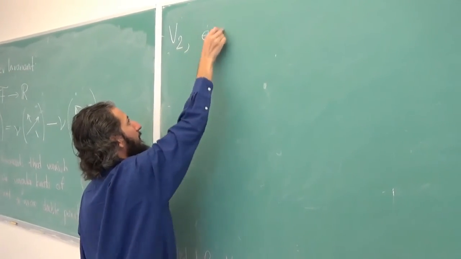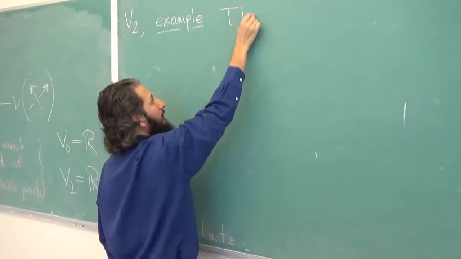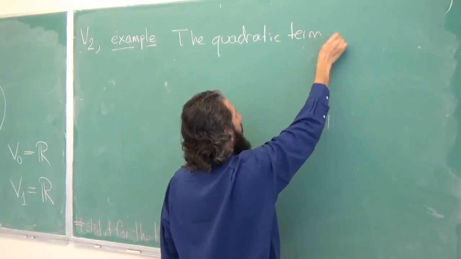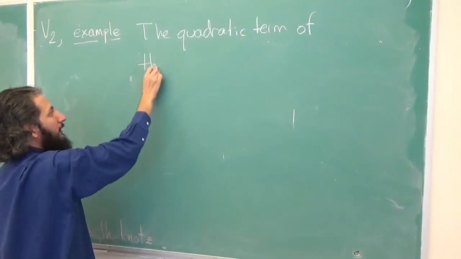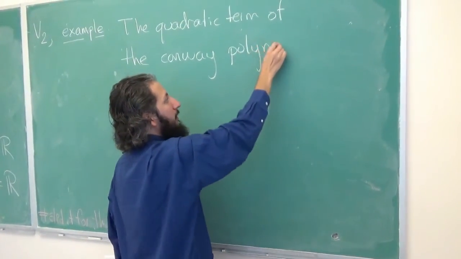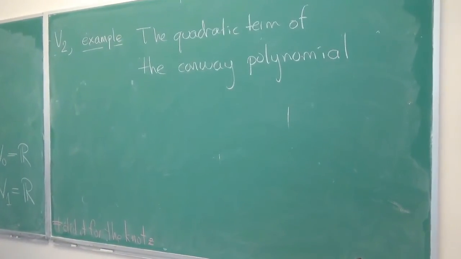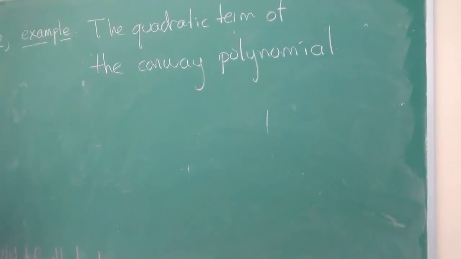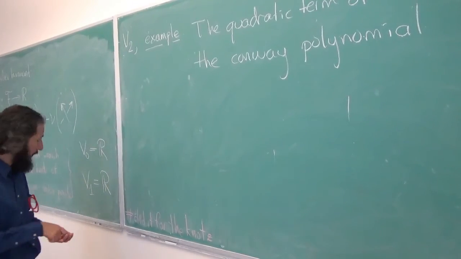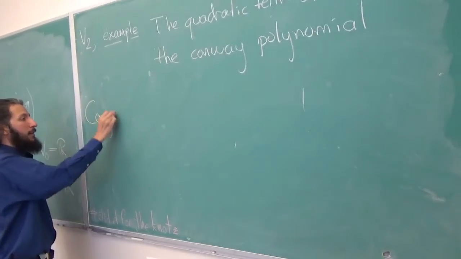An example of such invariants is the quadratic term of the Conway polynomial, which is a Vassiliev invariant of degree 2. Actually, the nth term of the Conway polynomial, when it is extended to all singular knots, is a Vassiliev invariant of degree n. And the conjecture is the following.